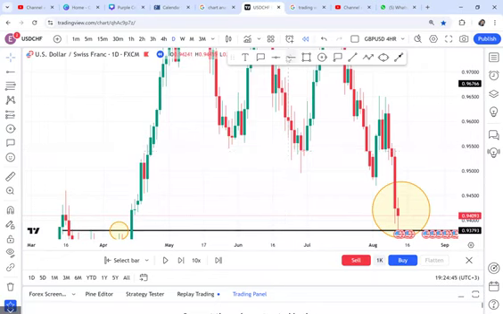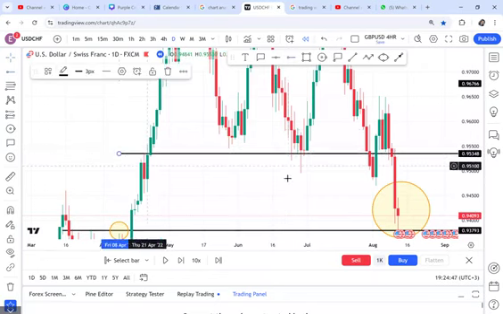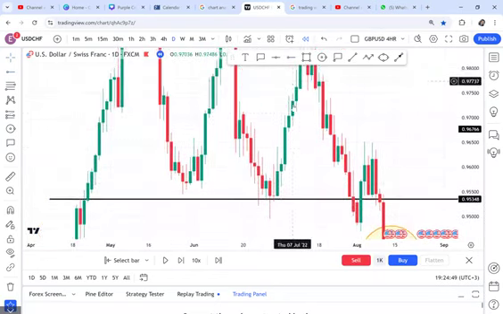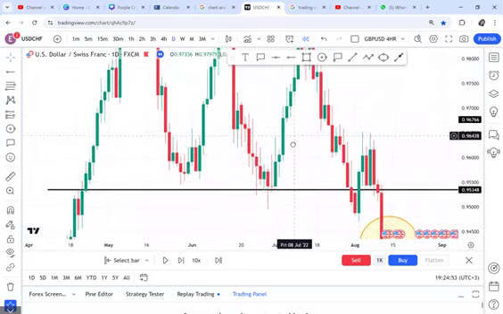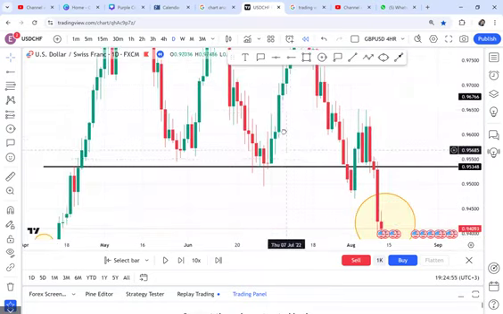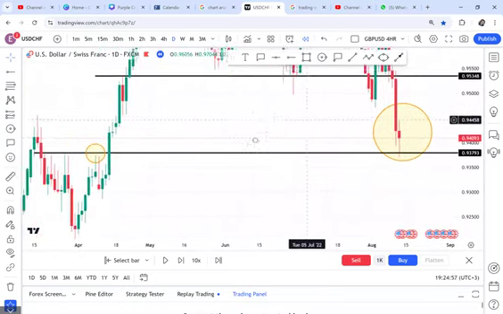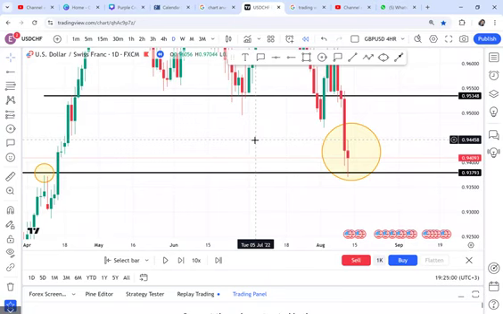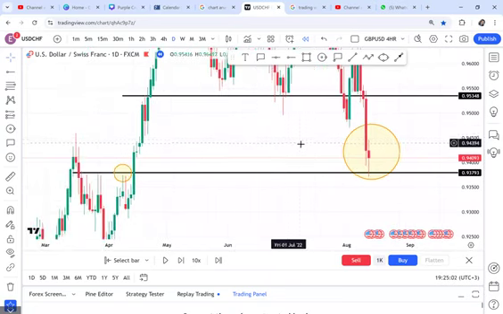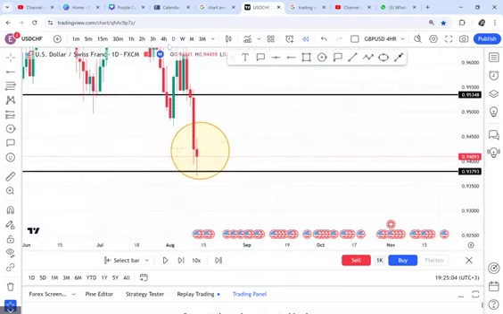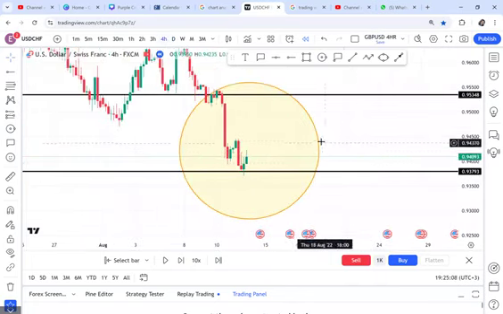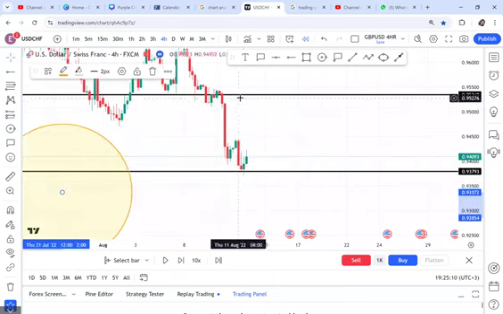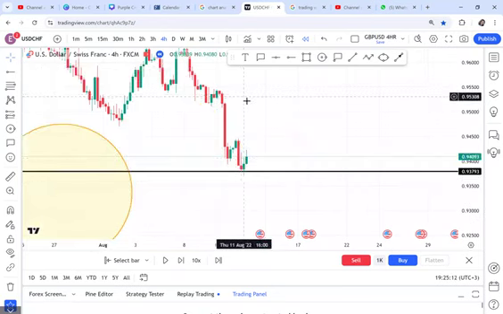Even here you can see we had a hammer. Can you see here? We had a hammer and the market went up. You can see the hammer here and the market went up. So I'm just saying this strategy is very profitable if you only try it out. So we will go on 4 hour and try to see on 4 hour what is happening. Will we get a bullish engulf?